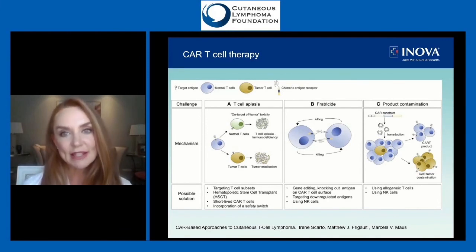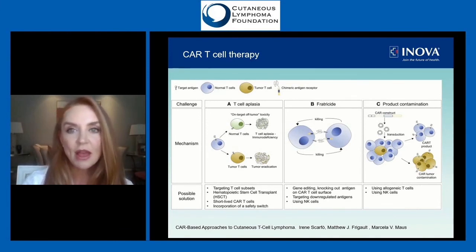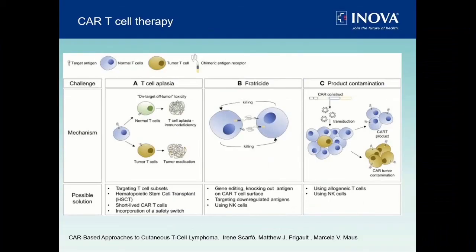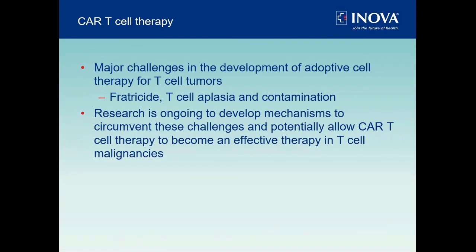Or you can have product contamination where you've got tumor antigens that are working their way into the clone that you're trying to create. So these are major challenges that we encounter, again, when we try to apply a manipulation of the T cells as a therapy to a T cell based malignancy. Research is ongoing to try to develop mechanisms to overcome these challenges and potentially allow CAR T cell therapy to become something that we can use in CTCL.